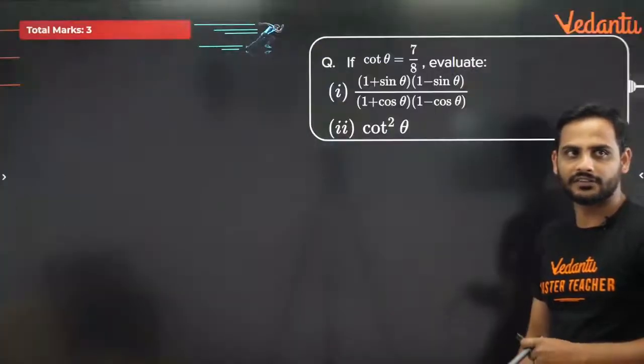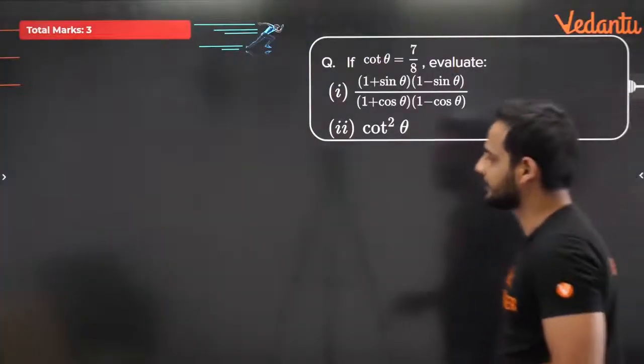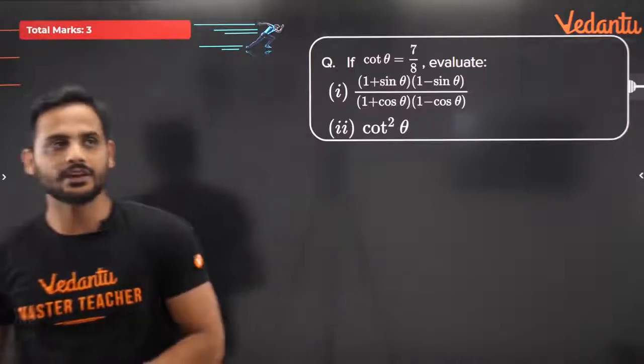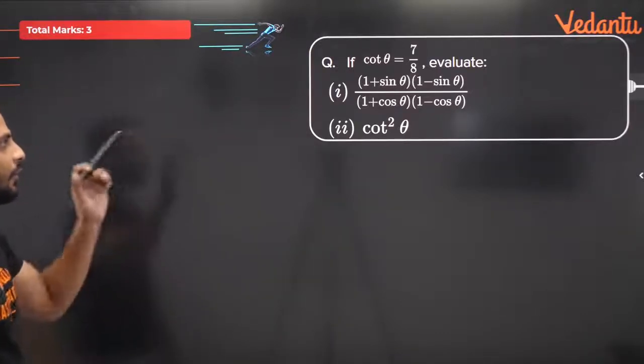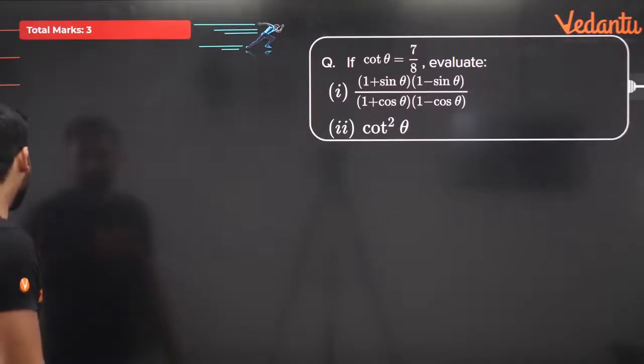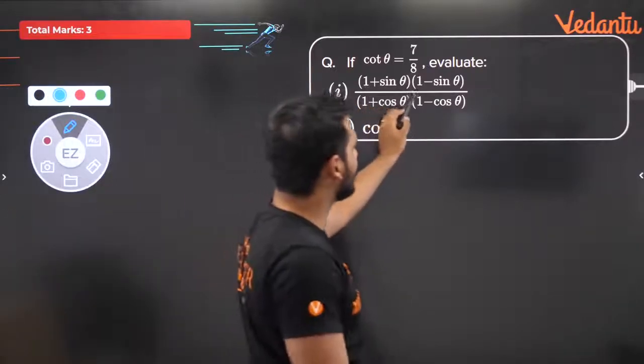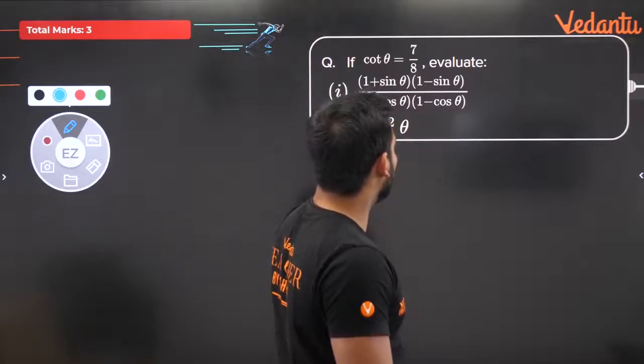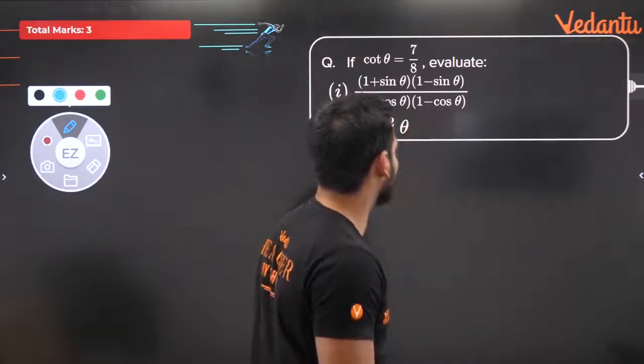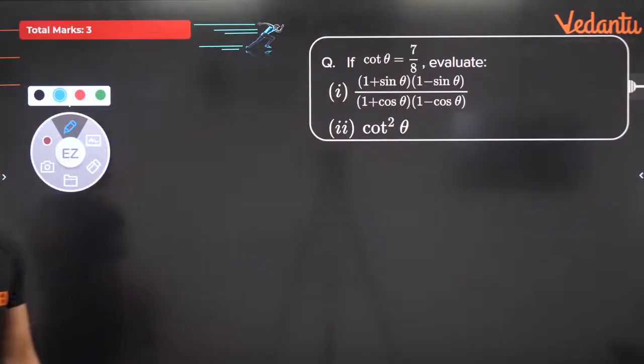Okay, let's move to the next question now. Next question is this: if cot theta is equal to 7 by 8, evaluate what? You need to evaluate (1 plus sin theta)(1 minus sin theta) upon (1 plus cos theta)(1 minus cos theta). Okay? This part we have to find out.